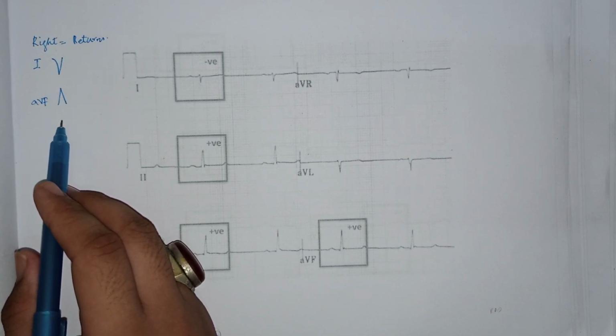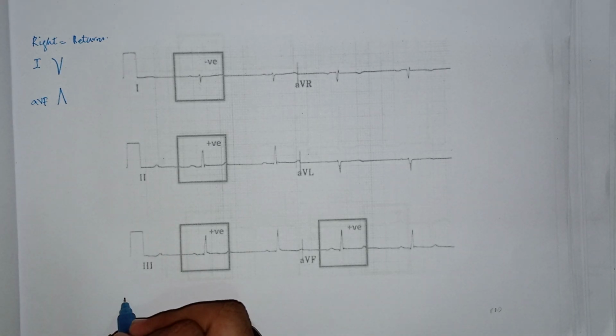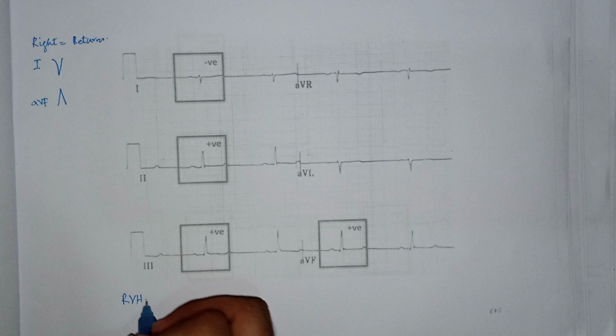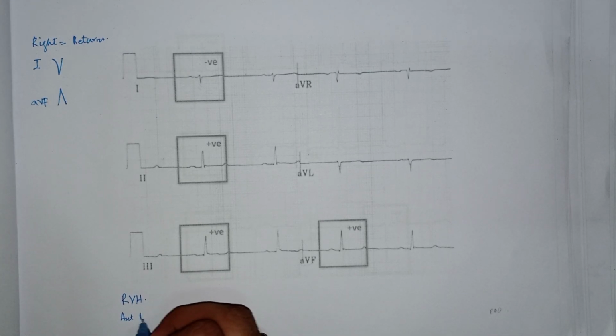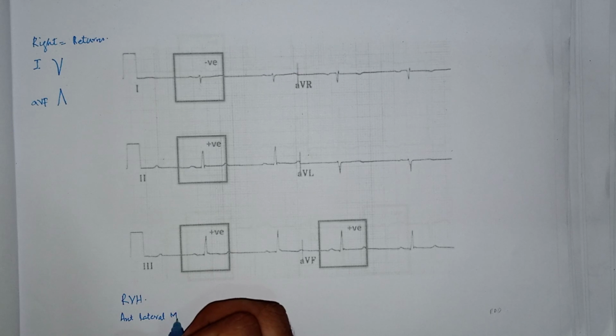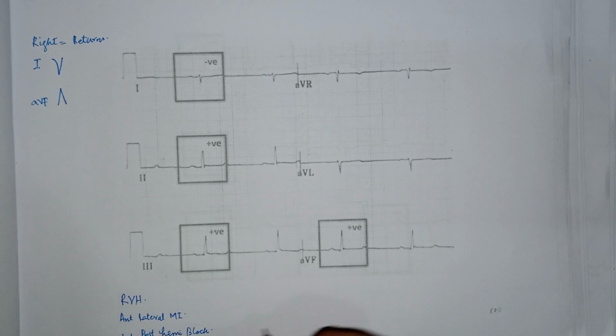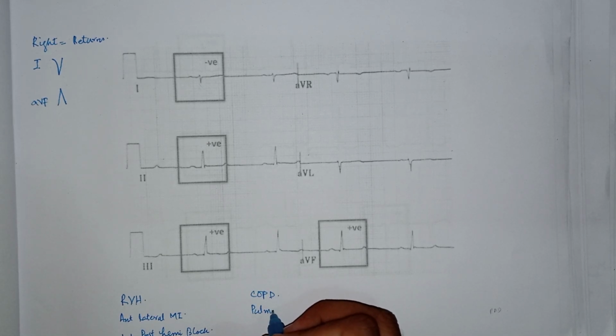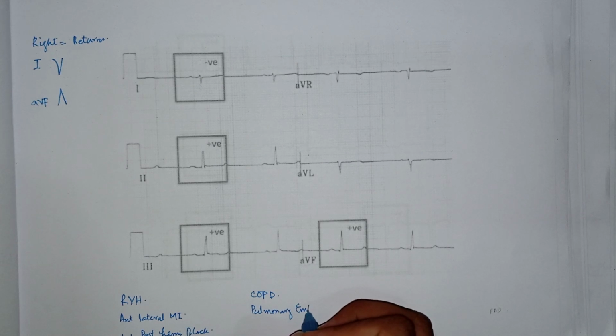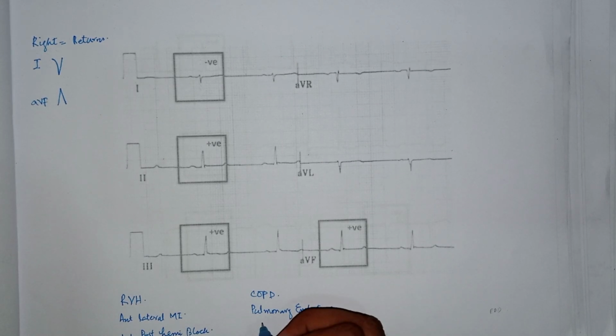There are multiple reasons or causes of right axis deviation, like right ventricular hypertrophy, anterolateral wall MI, left posterior hemiblock, COPD, chronic obstructive pulmonary disease, pulmonary embolism, and Wolff-Parkinson-White syndrome. So these are the multiple causes of right axis deviation.